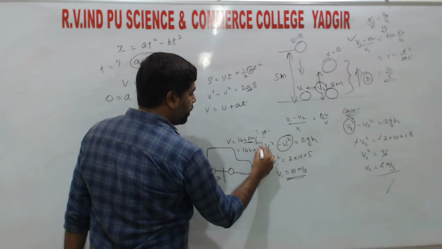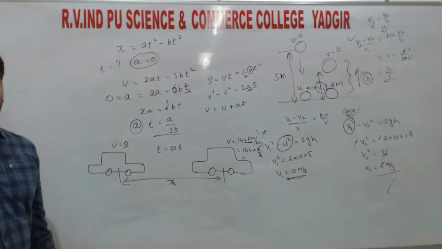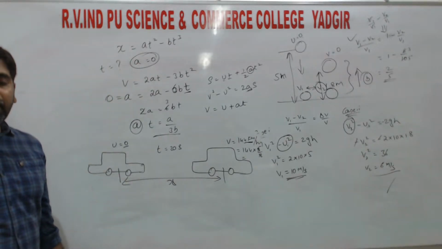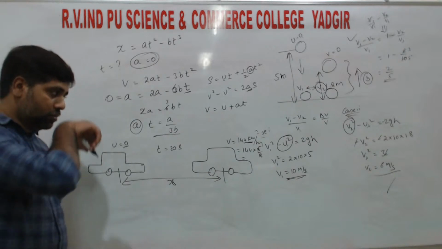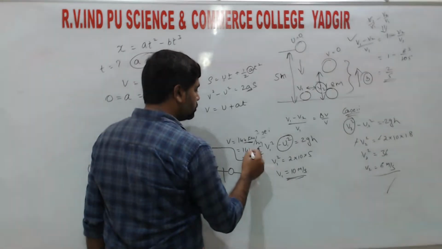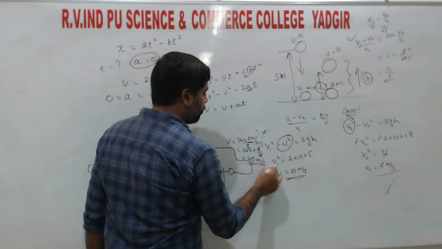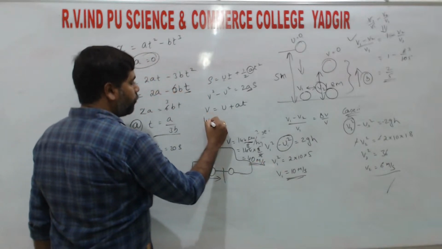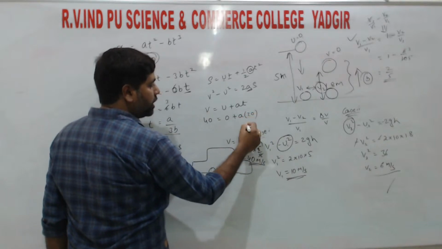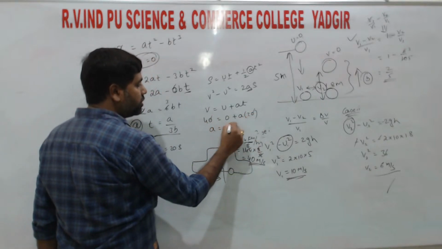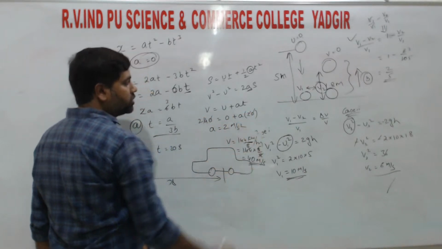144 into 5 by 18. How much is it? 18 8s are 144, so 8 into 5 is 40. So 40 meter per second. So v is 40, u is 0 plus a into time, which is 20. So 0 and 0 get cancelled. So a is equal to 2 ones are 2, 2 twos are 40. So a is equal to 2 meter per second square, right?